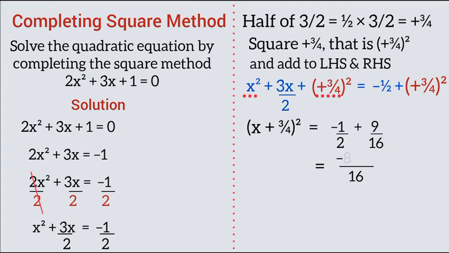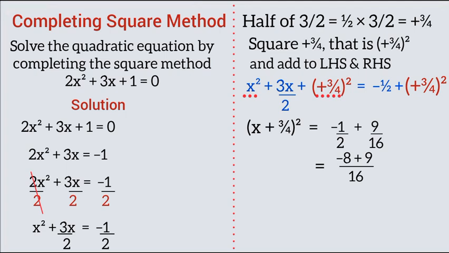Then we have our plus. Go to the second fraction. Repeat something similar. The LCM 16 divided by the denominator 16 will give us 1. 1 times 9 is 9. So we have minus 8 plus 9 over 16.